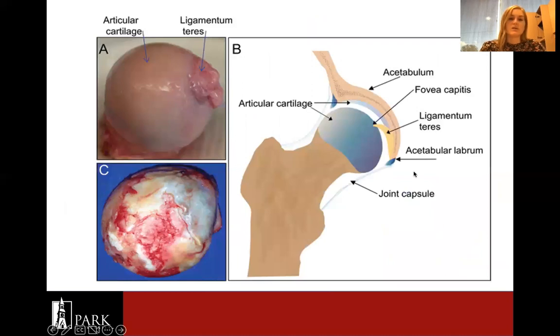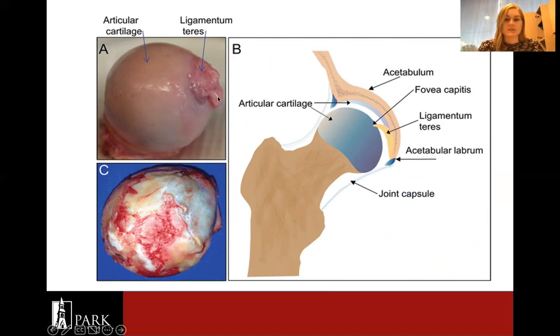This is an example of articular cartilage. This is your femoral head, so that part of your femur that goes into your hip socket. And this is what it looks like. So it's smooth, it's lubricated and glossy, which is why we're able to have a nice gliding motion when we move our hips.